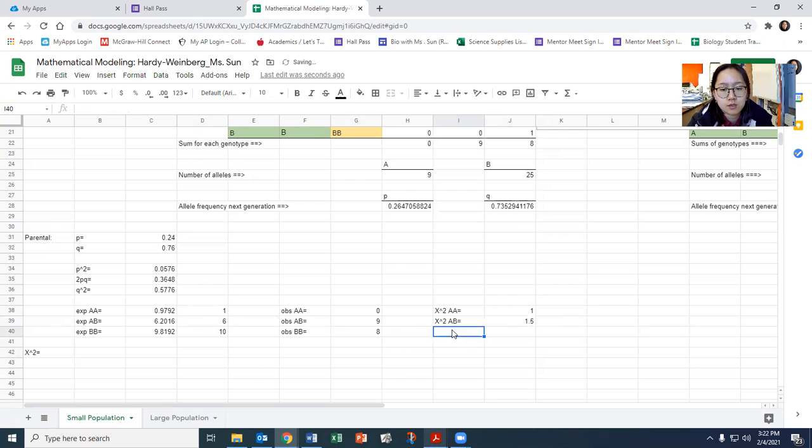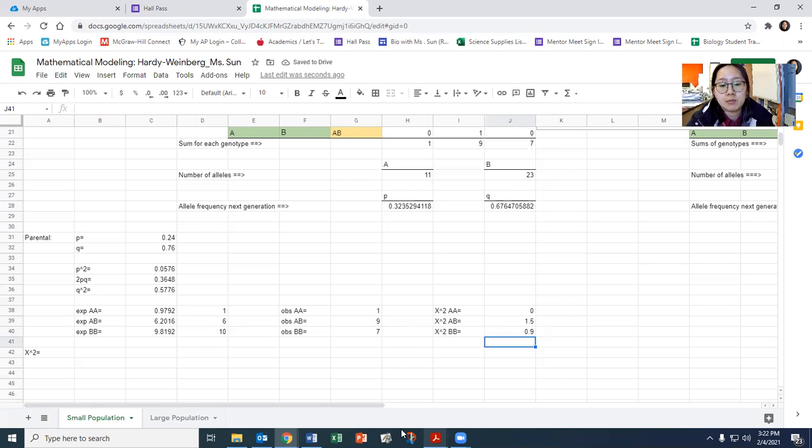Enter. And the last one we want to do is our chi-squared for our BB population. And that's going to be based on observed minus expected, close the parentheses, square the numerator, and then divide by the expected again.